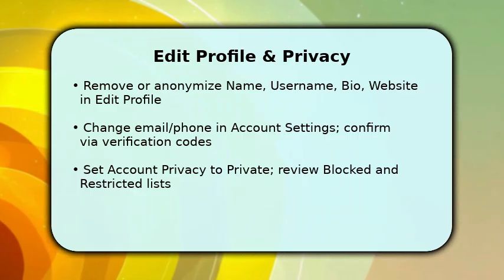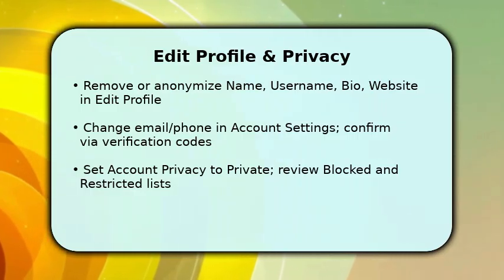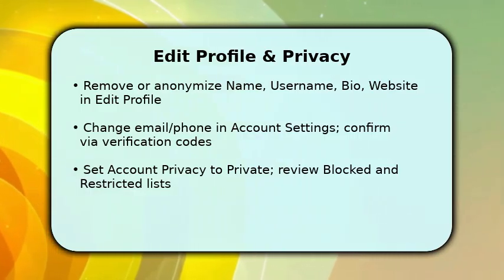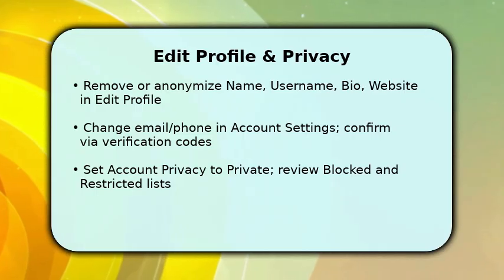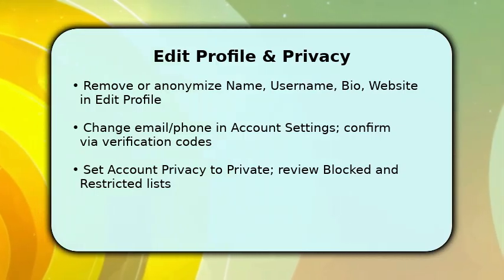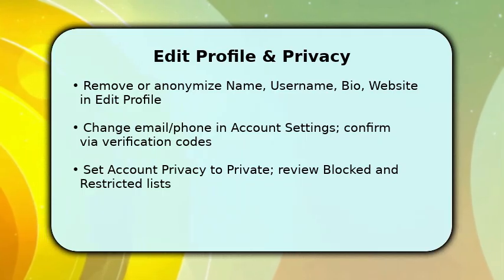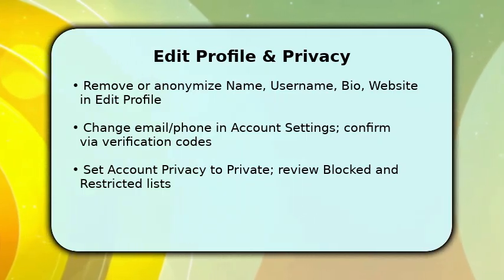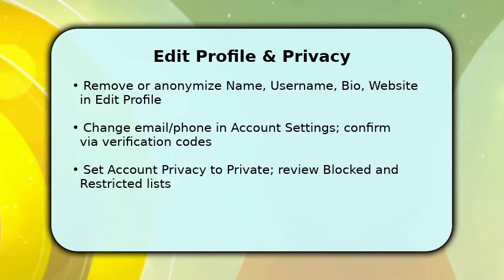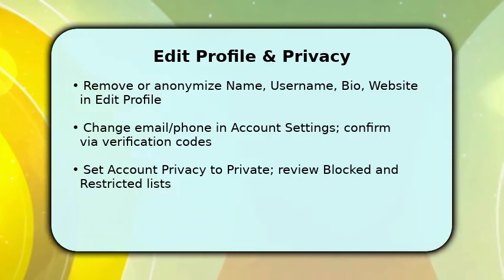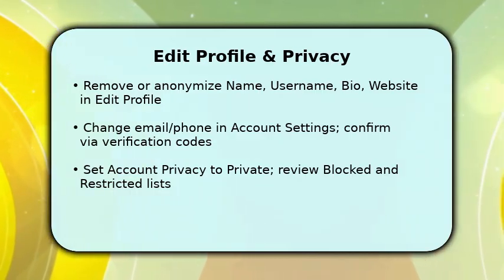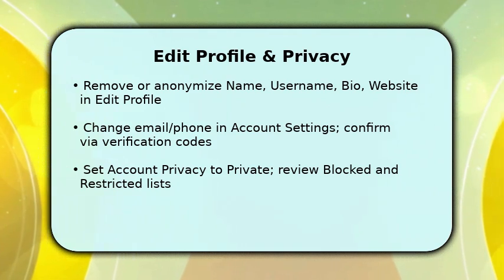Next, change your email and phone under Account Settings, enter new values and confirm with verification codes Instagram sends. This severs direct contact. Make sure your account privacy is set to private to limit future exposure, and review blocked or restricted lists to control who can see past content. These steps reduce discoverability while preserving account continuity.